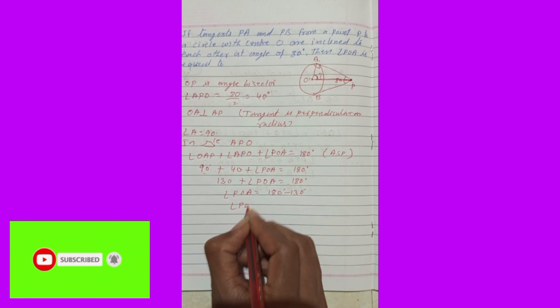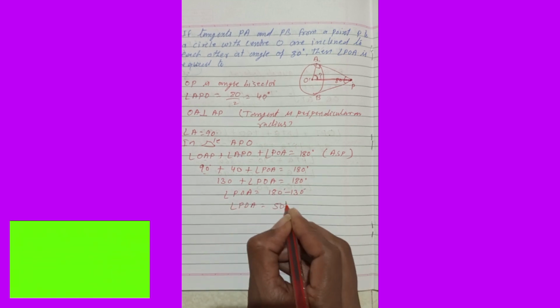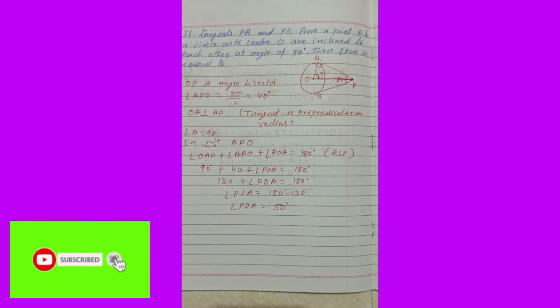Then angle POA is equal to 50 degrees. So the angle at O is 50 degrees. If the total angle is asked, then it becomes 100 degrees, double of that, because OP is an angle bisector. Let's check question number 4.